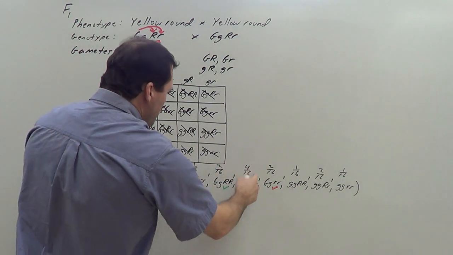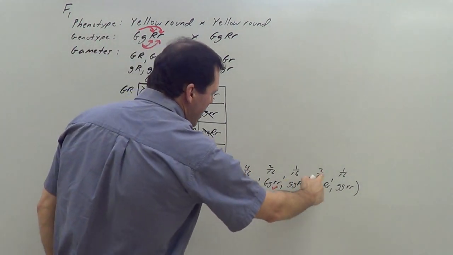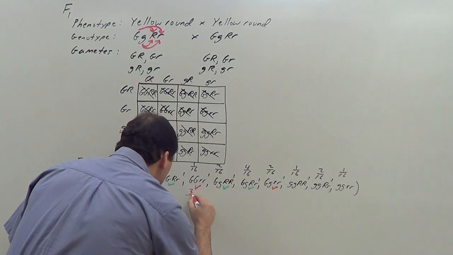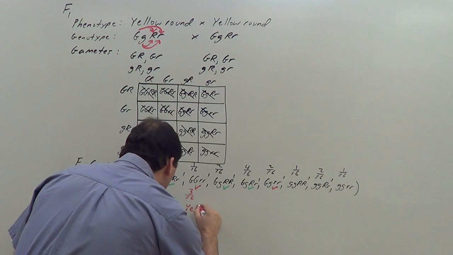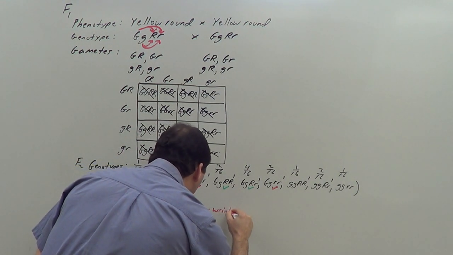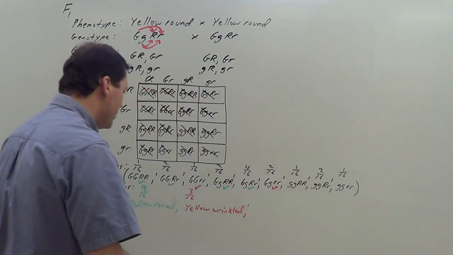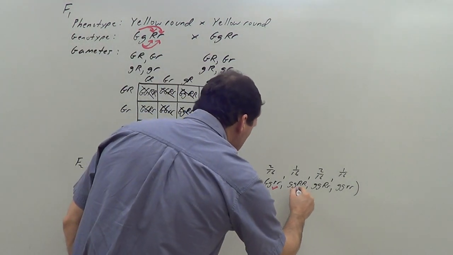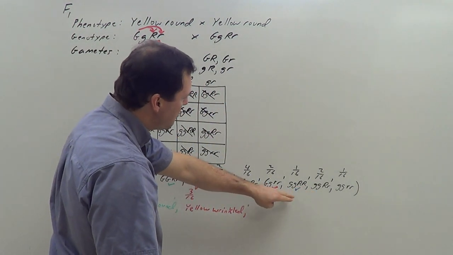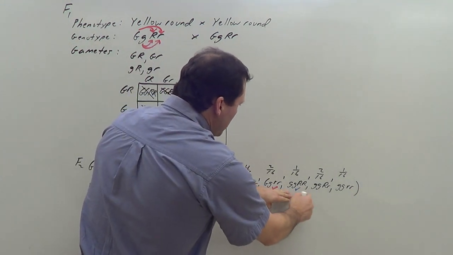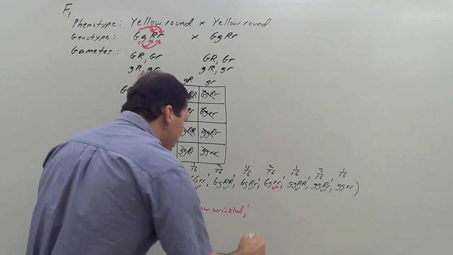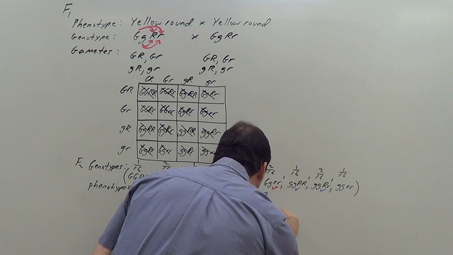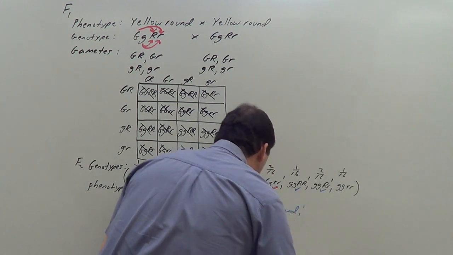So 1 plus 2 is 3. And notice how I like to keep the denominators the same. That way I can add stuff up and compare things easily. So 3/16 are going to be yellow wrinkled. Maybe I'll use blue now. Let's do this one. Here we go. So this is going to give me green round. Any other green round? Yeah, this guy right here. So 3/16 going to give me green round seeds.